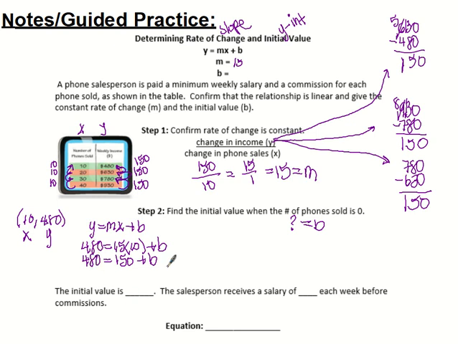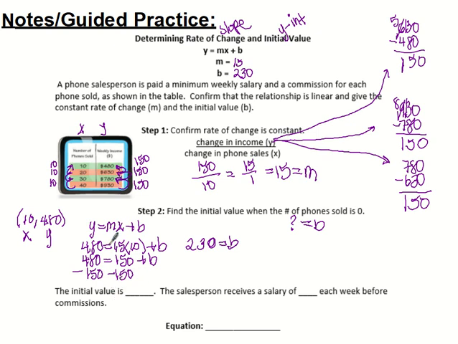Now this is like solving a one-step equation. I want to get B by itself. So I'm going to do inverse operations. I'm going to subtract 150 from both sides. So we get 0. 8 take away 5 is 3. And then 4 take away 1 is 2. And that's it. We're done. That's what B is. There's our initial value. So this means that he makes $230 every week, no matter if he sells a phone or not. Okay, so that's 230. So that's one way you can do it, is plug in a point and solve.